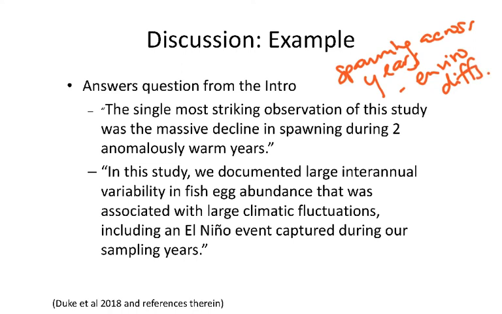So in the discussion, they talk about how over 2 warm years, they did see a really big decline in spawning. And they also found that a lot of this variability in fish egg abundance was indeed associated with big climatic differences. And El Nino, I can't remember if we talked about that before, it's just a warm water event that we see happening much more frequently now due to climate change. But it's basically events where you have warmer ocean water than usual.